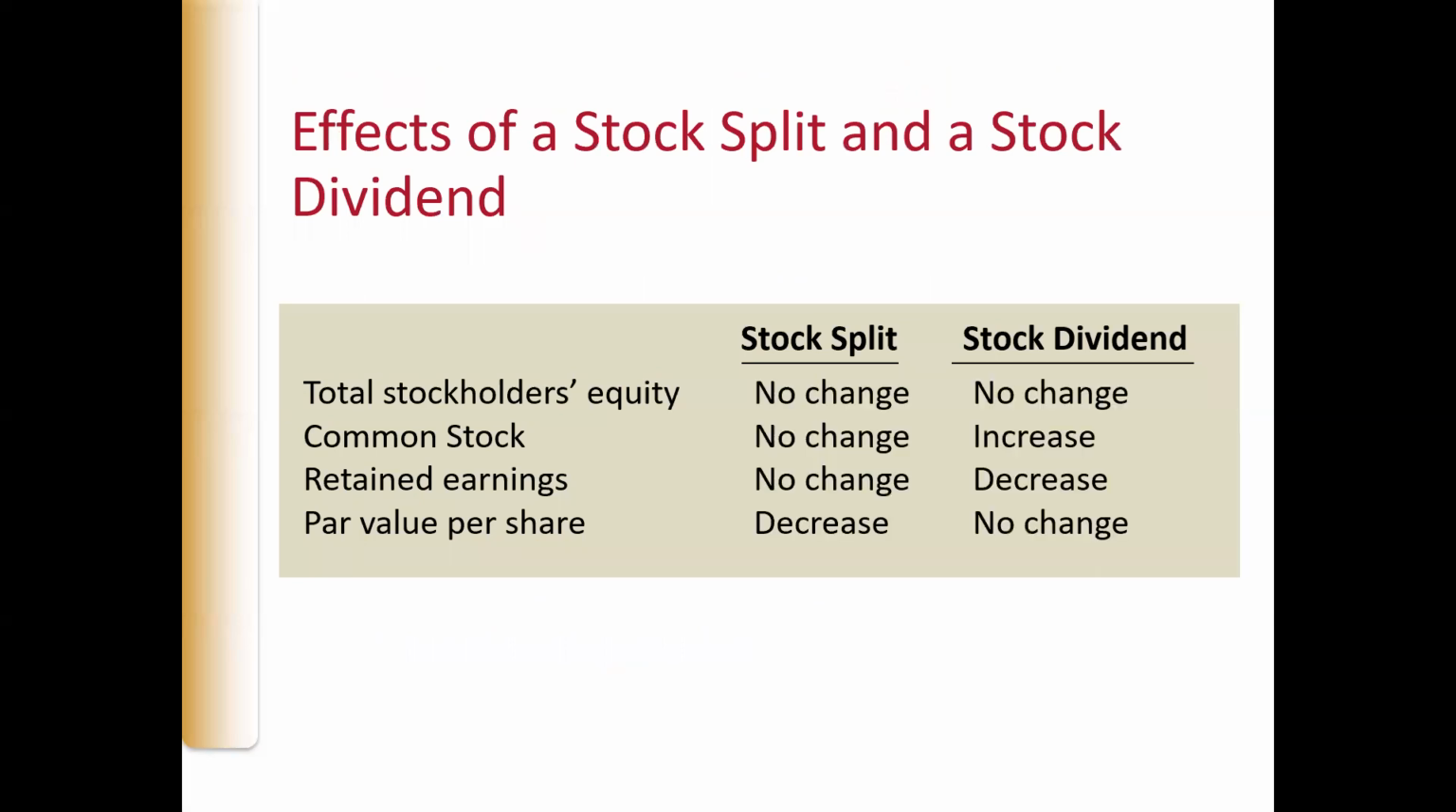Here, guys, it's important to see that when it's a stock split, nothing happens except the par value decreases. When it's a stock dividend, we'll increase our common stock section. We will decrease our retained earnings section based on the number of shares times the par value.